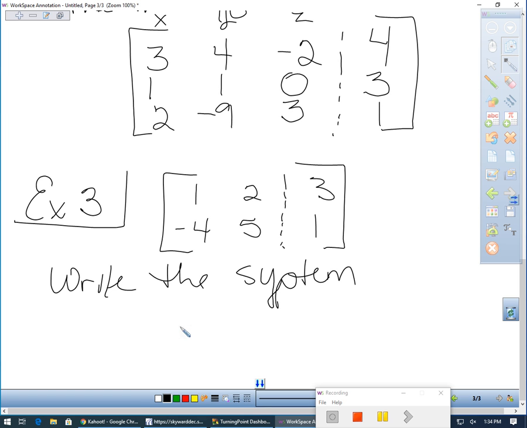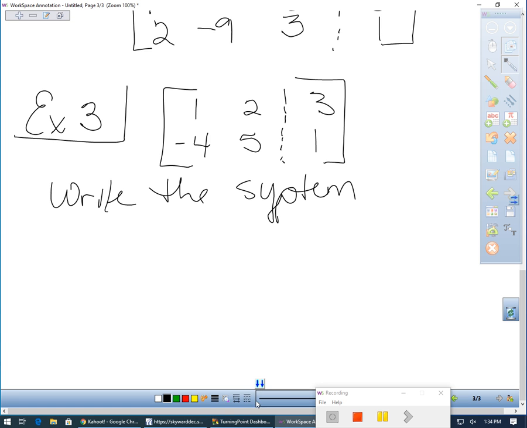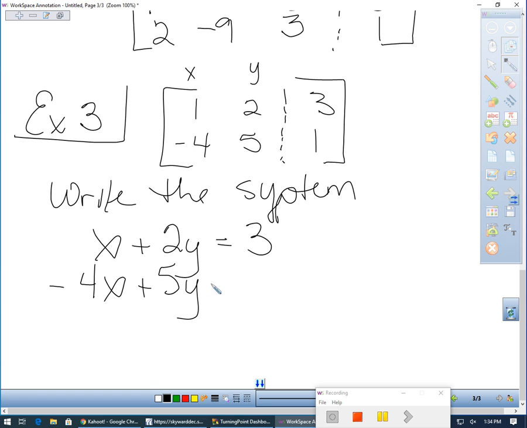It'd be x and y. You always start with x and y when there's only 2. When you go to 3, it's x, y, z. When we go to 4, it's x, y, z, w. So, I know it sounds weird, but, okay? Just 'cause. So when we write this system, remember these are our x's and these are our y's. So we're going to start with 1x plus 2y equals 3. Next equation. Negative 4x plus 5y equals 1.